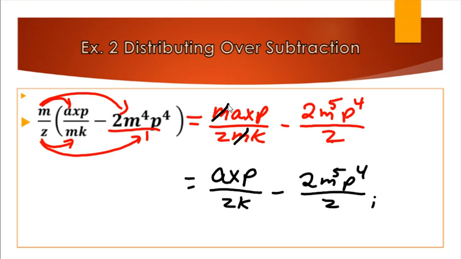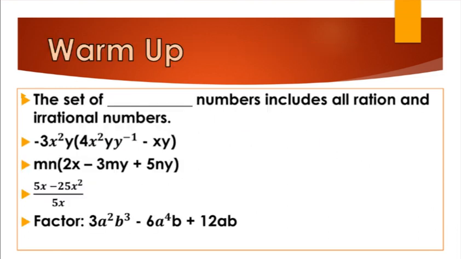I have to look at the variables in the whole problem. I have a z, I had an m at the beginning, right over here, that's in the denominator. I have a k. They all cannot equal 0. You have to make sure you look both in your answer and in the original problem to determine which variables cannot equal 0.